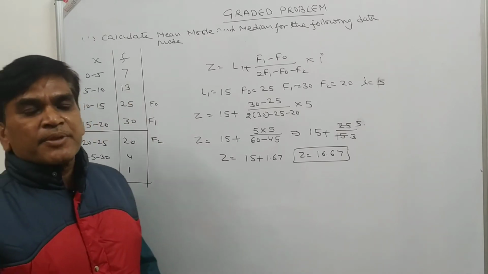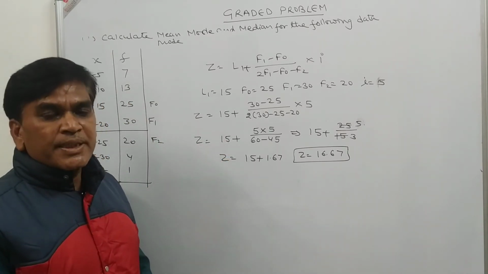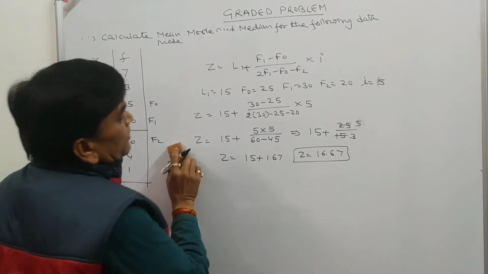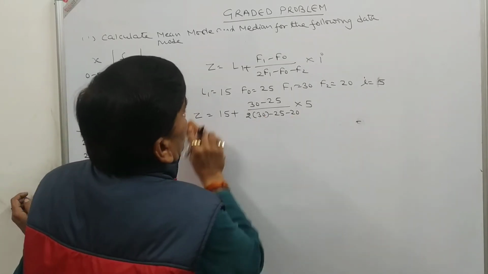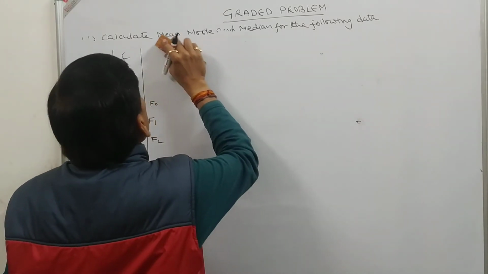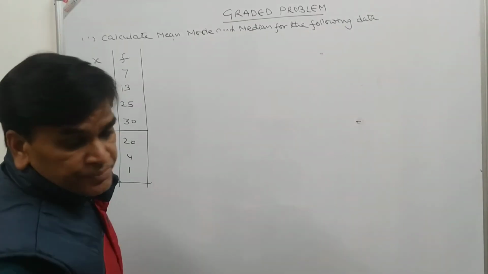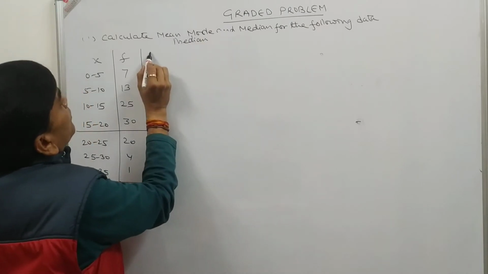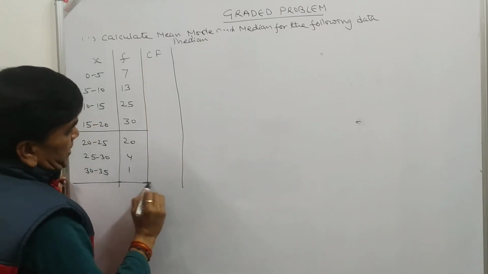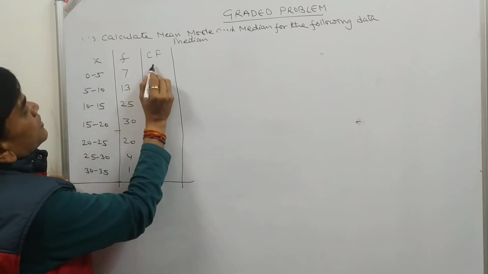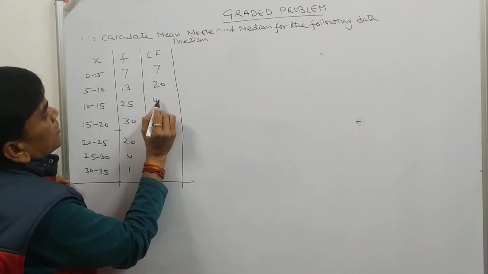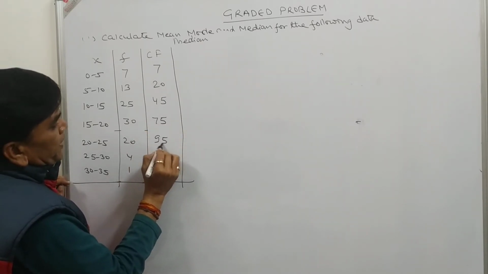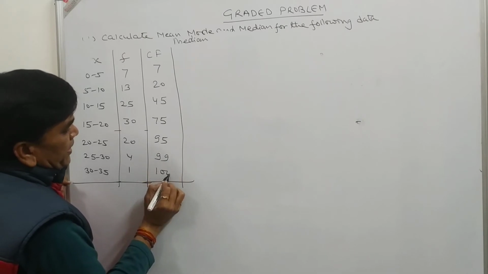So the very first thing we have calculated is the value of mode, and the value of mode is equal to 16.67. Okay. Now we will calculate the value of median. For calculating median we require the cumulative frequency: 7, 20, 45, 75, 95, 99 and 100.